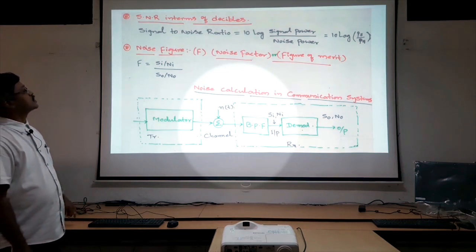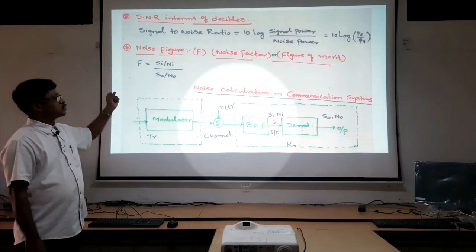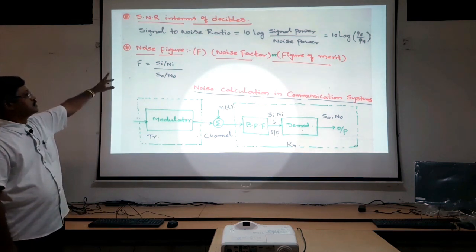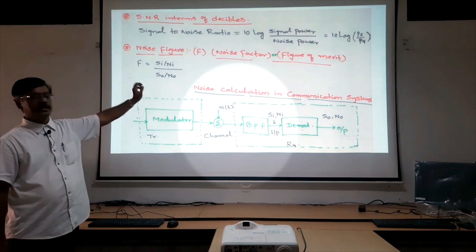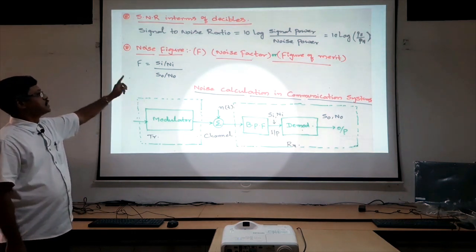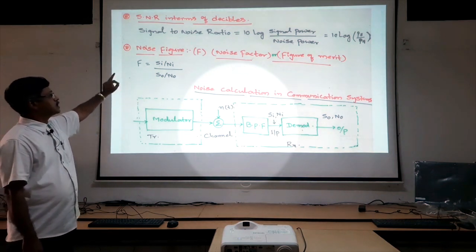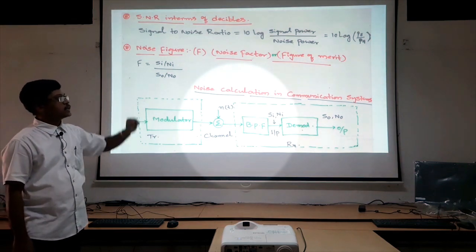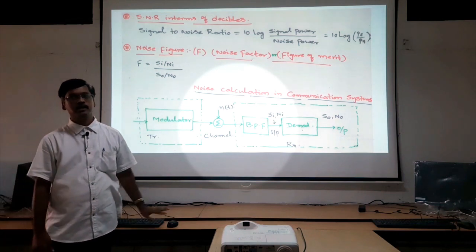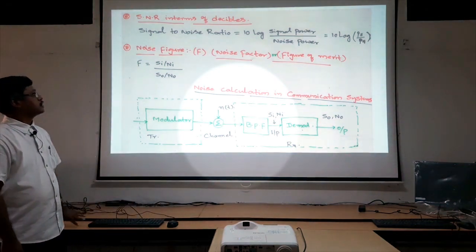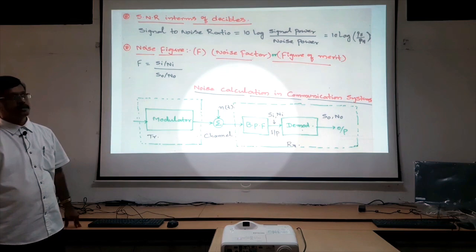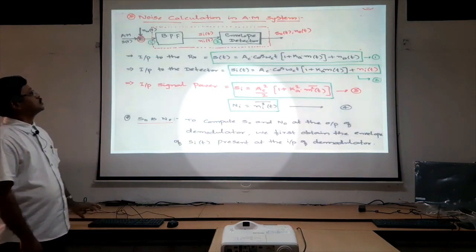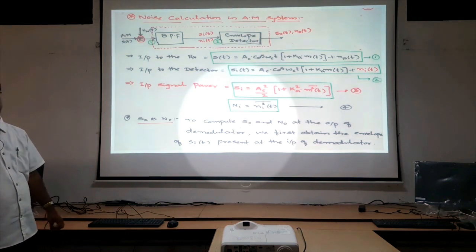Before attempting the signal to noise ratio for AM system, let us focus on the difference between the noise figure or noise factor and the figure of merit. The noise figure or noise factor is the ratio of input signal to noise ratio to output signal to noise ratio. Whereas the figure of merit is the ratio of output signal power to noise power to the input signal power to input noise power. So let us switch to the noise calculation in AM system.